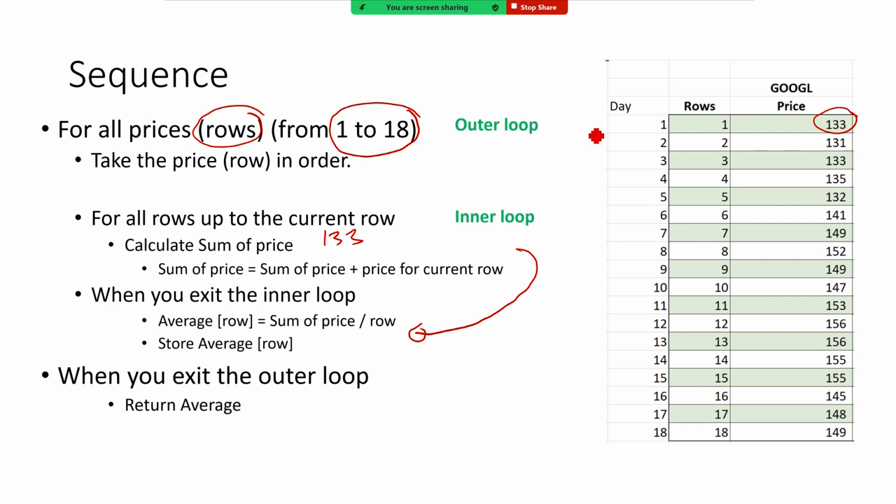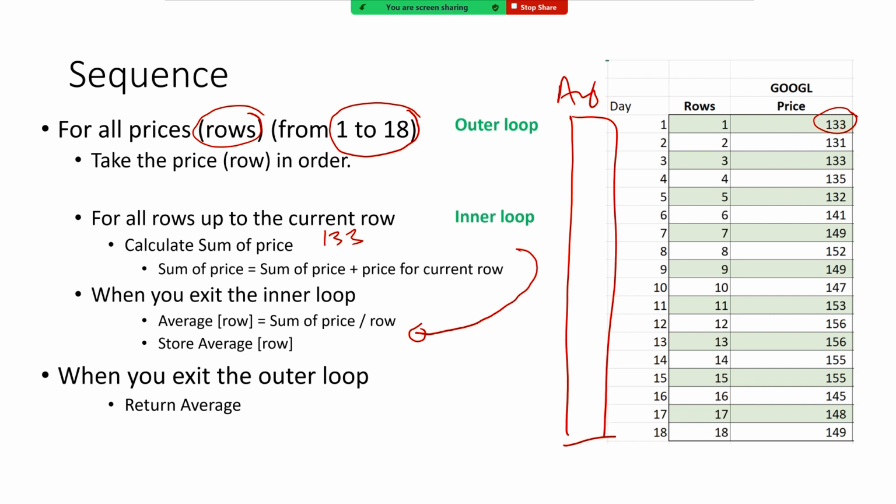So let's say I create a separate array, and this is my array of averages. And in my first position, number 1 would be 133. That's the first one. So the outer loop has run once, and the inner loop has run once. And when it has run once, how many times has it run? Just for one row. So now I move to the second row. My second row is number 2. I have the price 131.